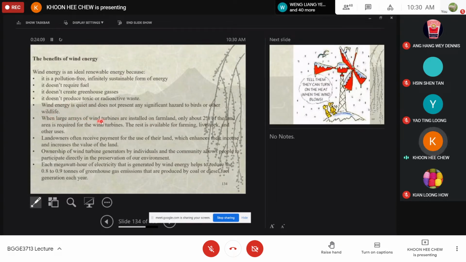When a large array of wind turbines are installed on farmland, only 2% of the land is required for the wind turbines. The rest is available for farming. Okay, so the 98% of the land you can use for farming, livestock, and so forth.